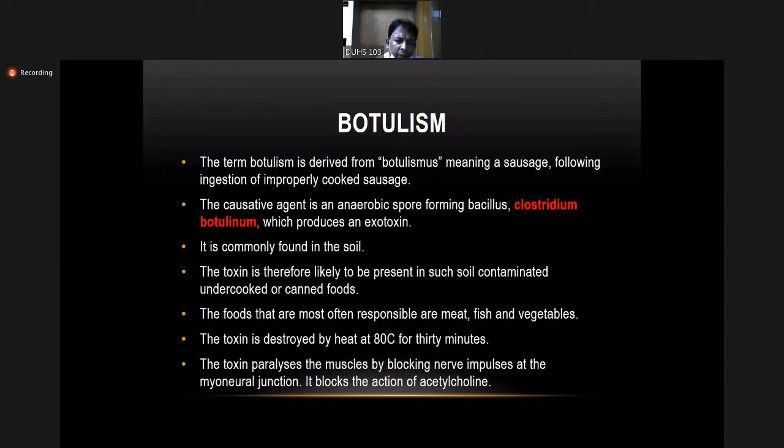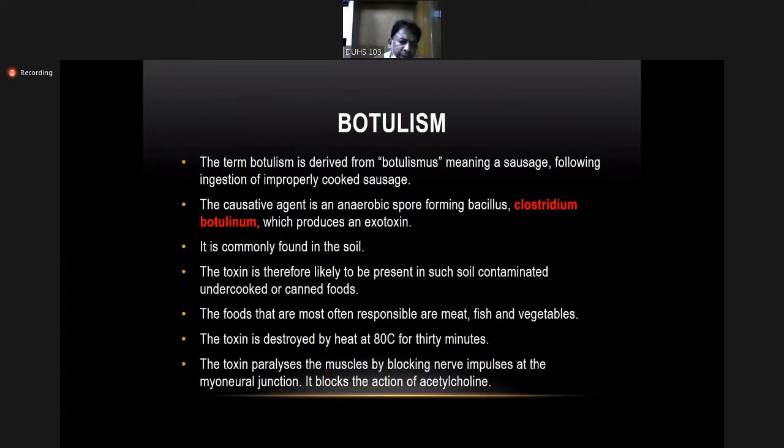The toxin is therefore likely to be present in such soil-contaminated, uncooked or undercooked, or canned food. In anaerobic conditions, it rapidly multiplies, like in canned food. When raw food is packed, at the time of packing it enters the packing and multiplies rapidly in the anaerobic conditions. So it rapidly causes food poisoning. The foods that are most often responsible are meat, fish, and vegetables. Raw vegetables. When these types of foods are not cooked and are packed, the toxins multiply very rapidly.